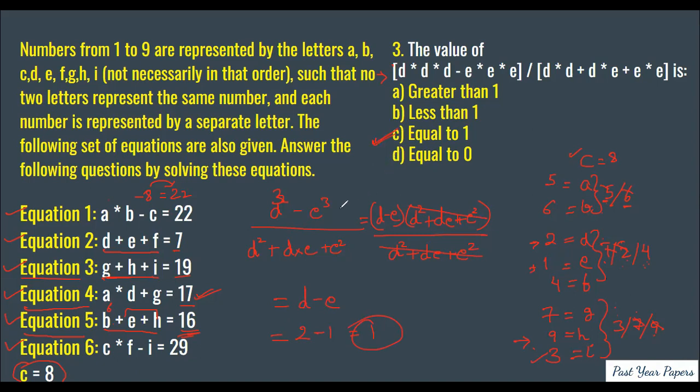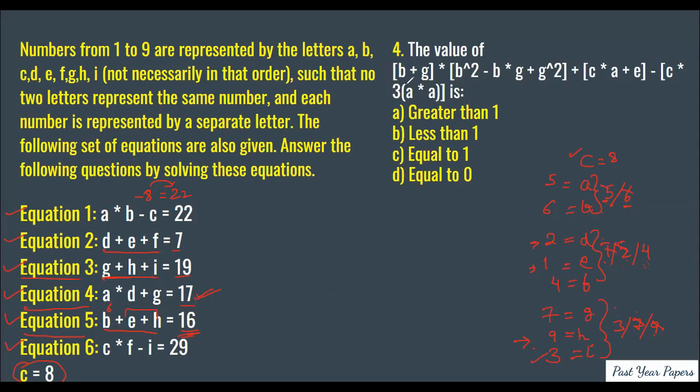Now, is it necessary to remember this identity? Absolutely not. If you don't remember the identity, you can put the value of d and e in this expression. Still, you will get the same answer equal to 1. It's absolutely not necessary to do the question in this way. You can substitute the value and still you will get the same answer. Let's jump to the next question.